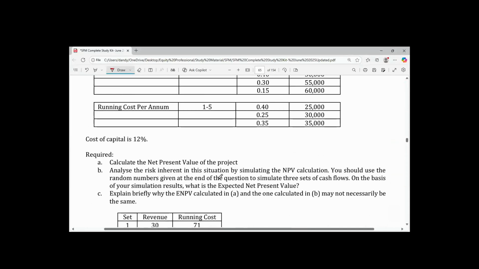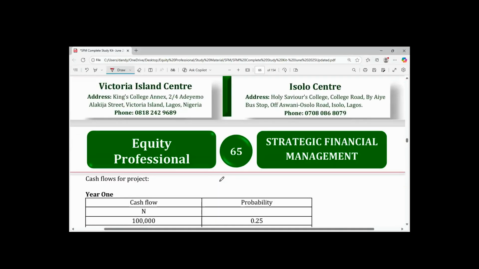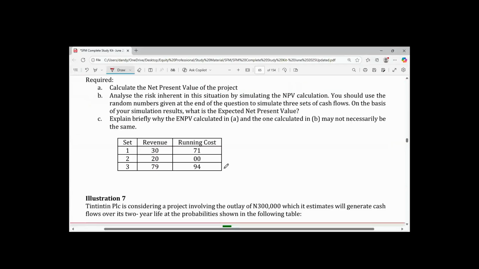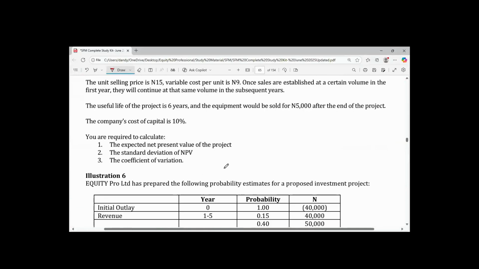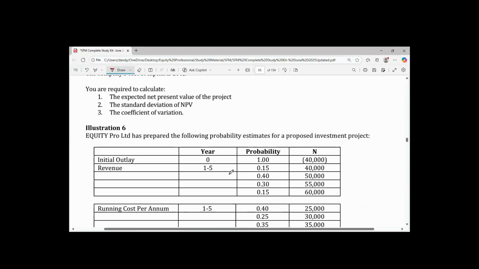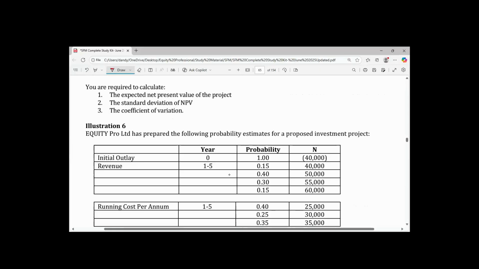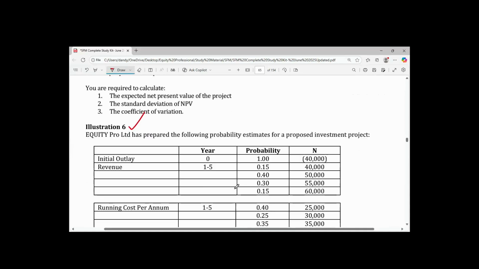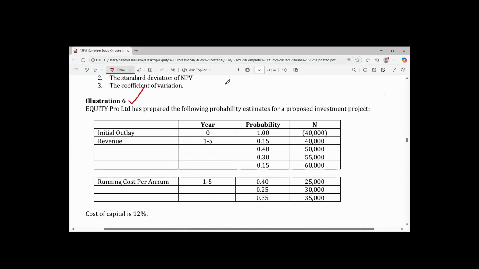Okay. Let's have this illustration number 9. Is it 9 or 7? Sorry. Illustration number 6, Equity Pro. Let's have this illustration number 6. Equity Pro. Yes, who is helping us to read? Some of you have disappeared. I trust you. Yes, who is helping us to read? All right, go ahead, Vijay.